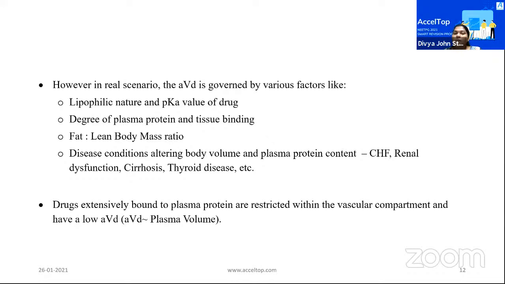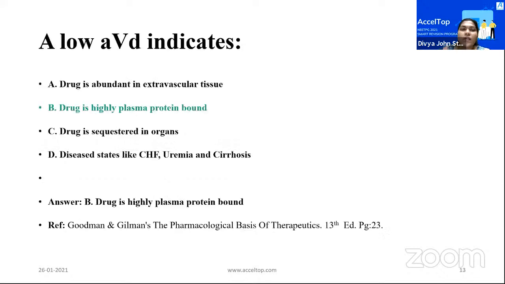A drug extensively bound to plasma protein is restricted within the vascular compartment and will have a low volume of distribution. So that is the key point. Once the drug is avidly bound to the plasma protein, it cannot come out of the vascular compartment. It is congested within that traffic. So it will have a low volume of distribution. In other words, it will not be homogeneously distributed across the system. So a low volume of distribution means that the drug is highly plasma protein bound. You should not have any doubt with regards to this.